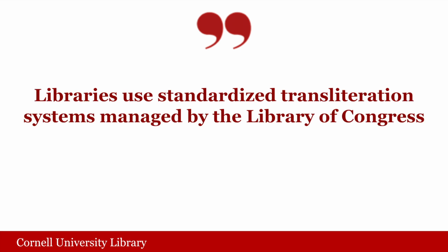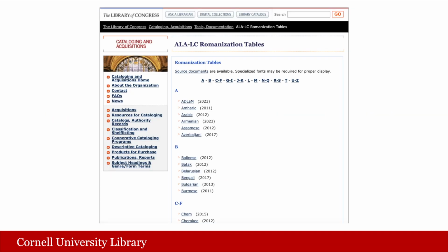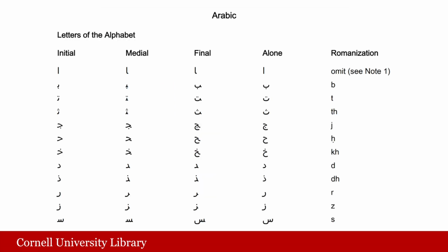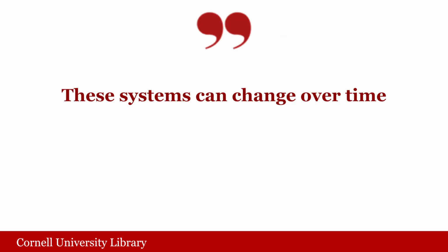Libraries use standardized transliteration systems managed by the Library of Congress. These systems can be easily found online here. These systems are occasionally edited and updated by groups of language and library systems experts with the goal of eventually reaching the theoretical promise of automated reversibility. The idea that these systems can change over time is important to understand.